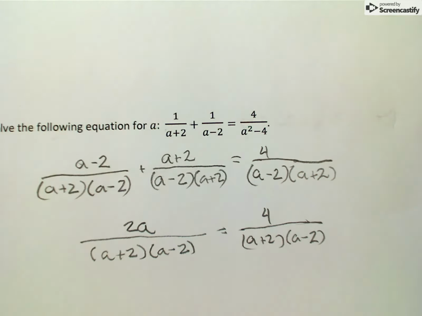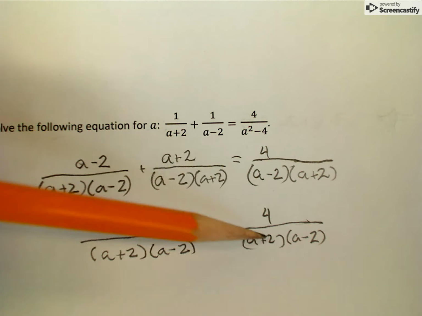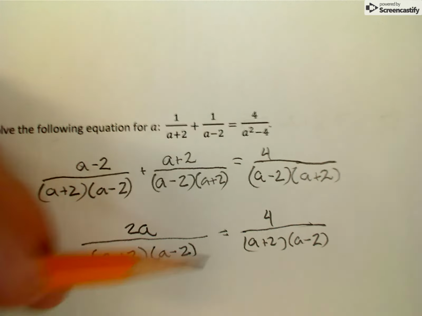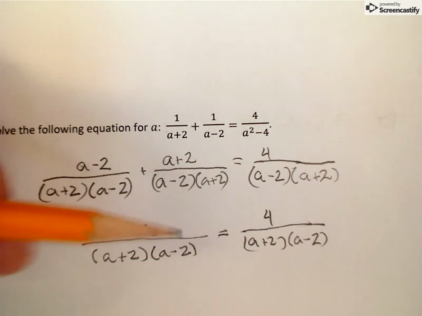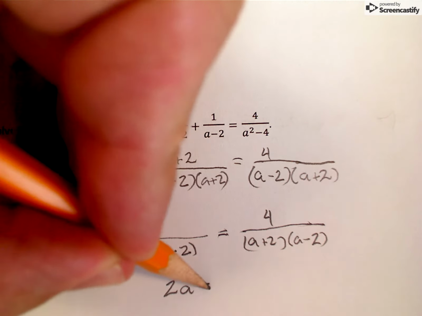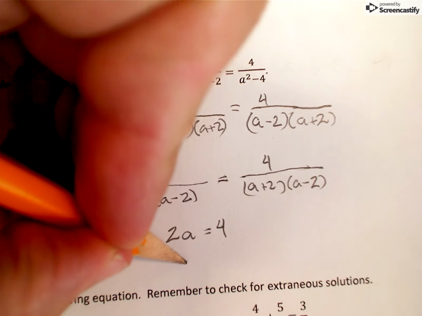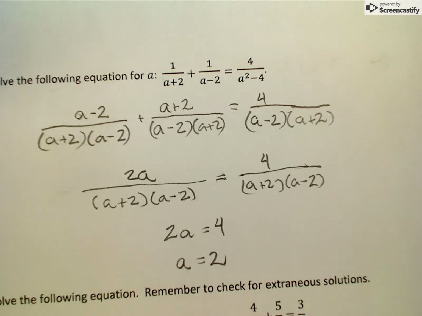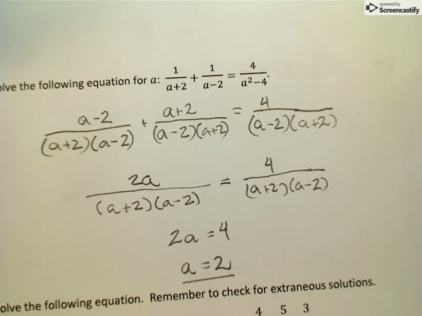And just like I did in the last two problems on the front of this document, if I have two rational expressions that are equal and their denominators are equal, their numerators must also be equal. So I can just say 2a equals 4. And from here I can solve this equation for a equals 2. And that is the value of a that I came up with, the single value that I got from solving this equation.